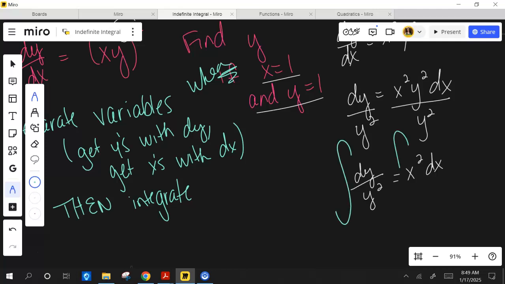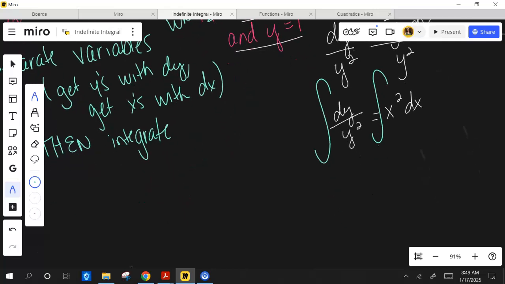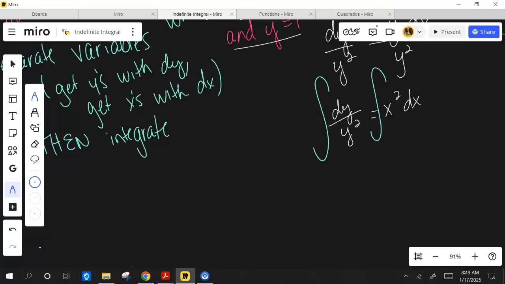Now notice, remember we can't integrate without the d, whatever the variable is, and we've got that on both sides now, so we're free to integrate. So this is the same thing as y to the negative 2 dy, yes? All right. What's the antiderivative of y to the negative 2? Negative 1/3... whoa.